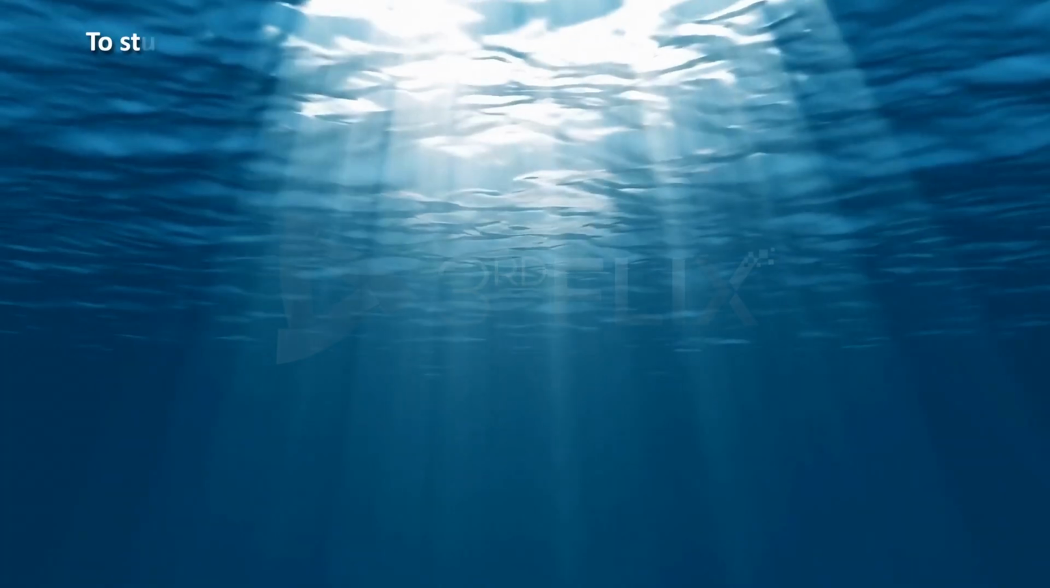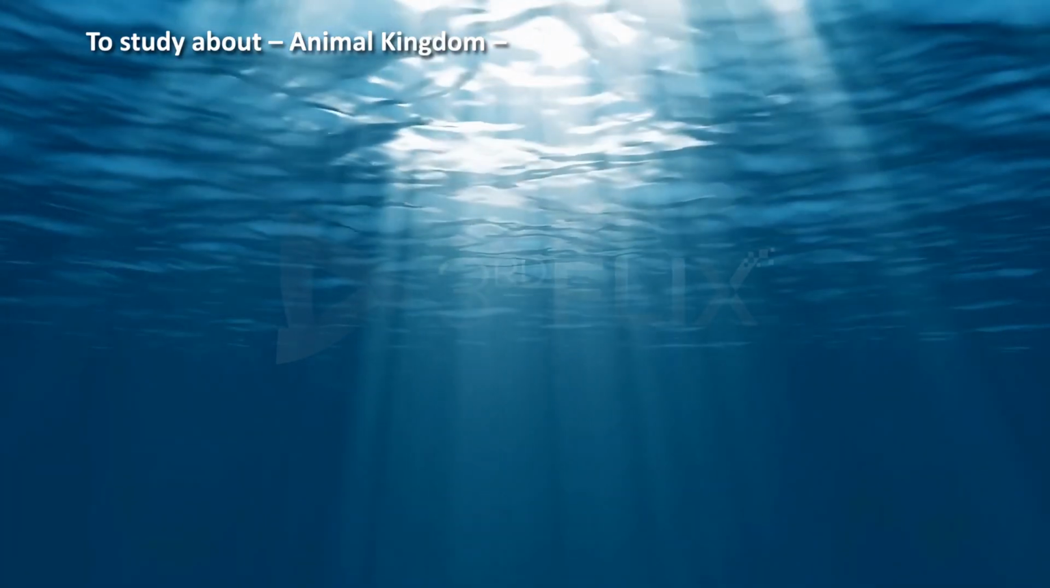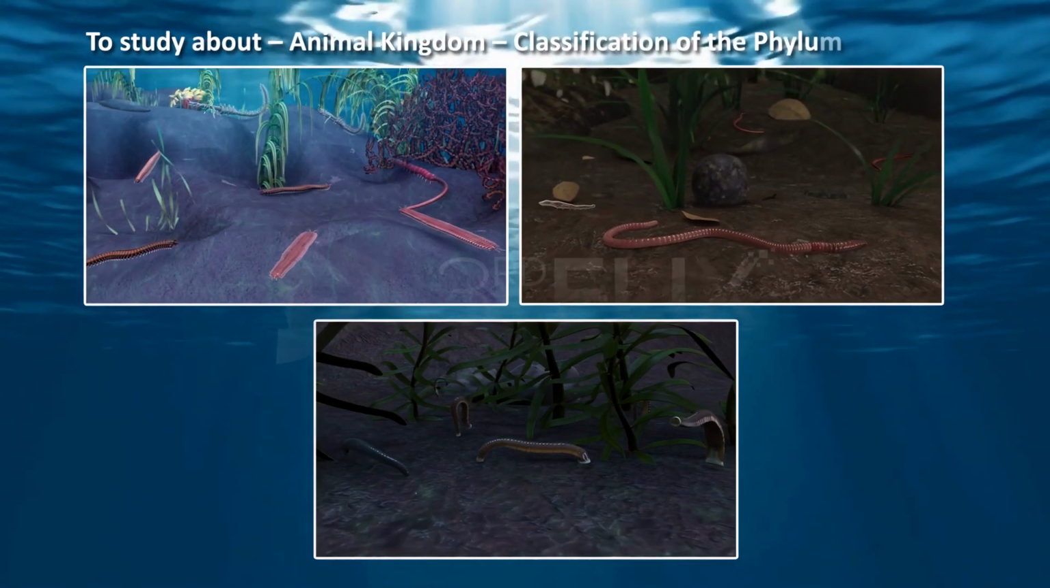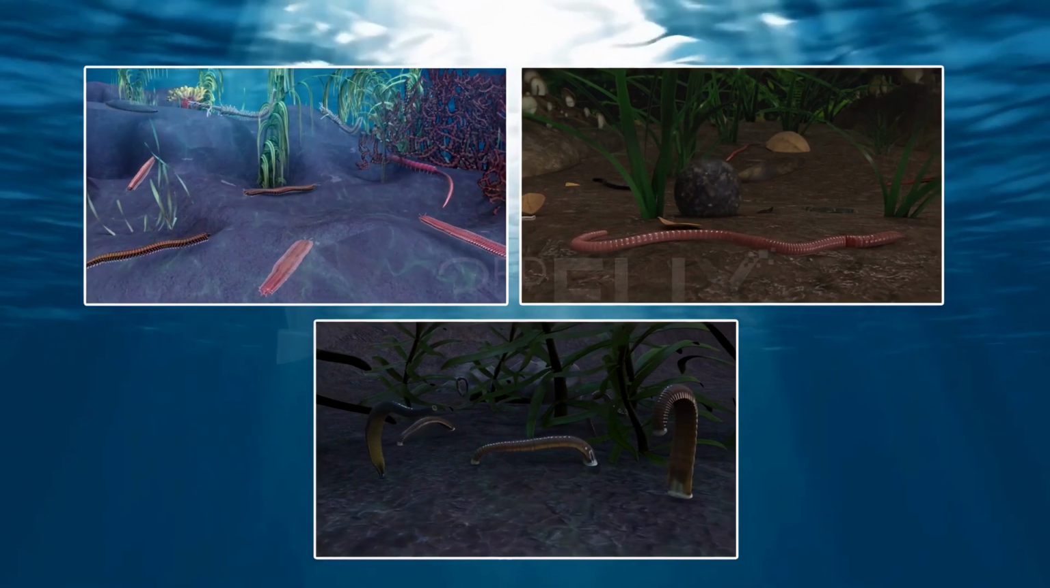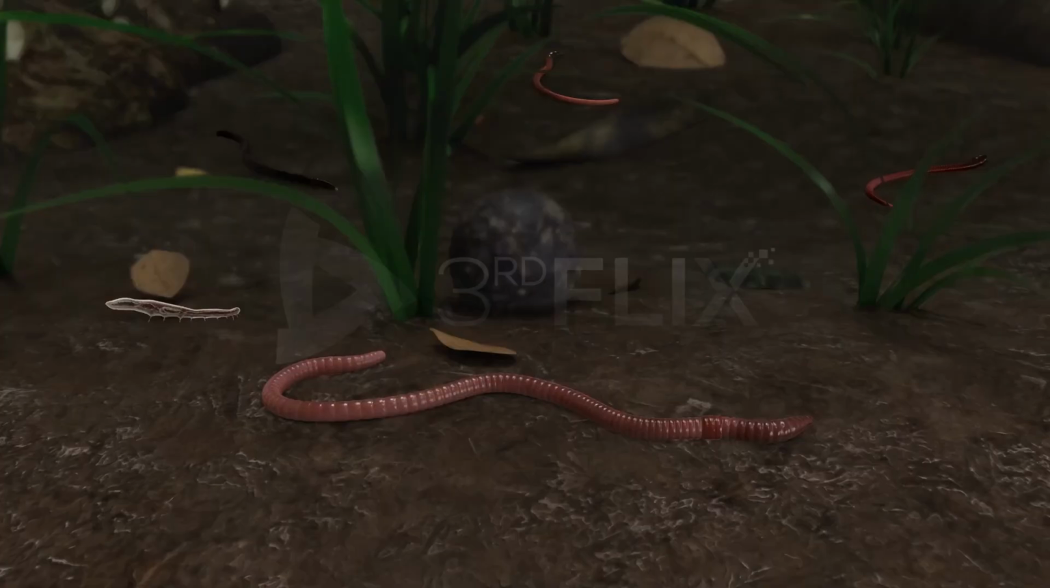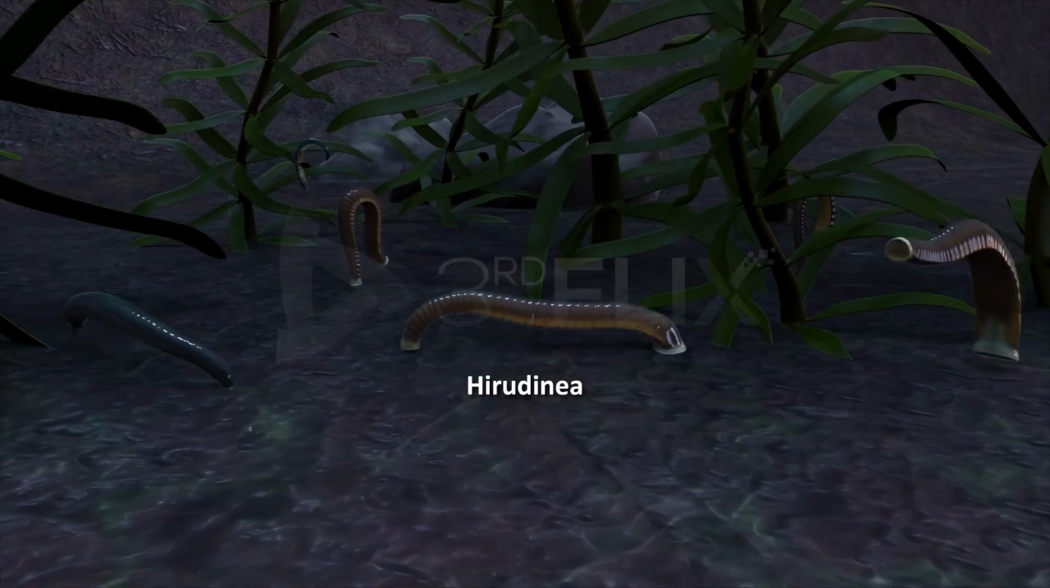Objective: to study about animal kingdom. Classification of the phylum Annelida. Phylum Annelida is classified into three classes, namely Polychaeta, Oligochaeta, and Hirudinea.